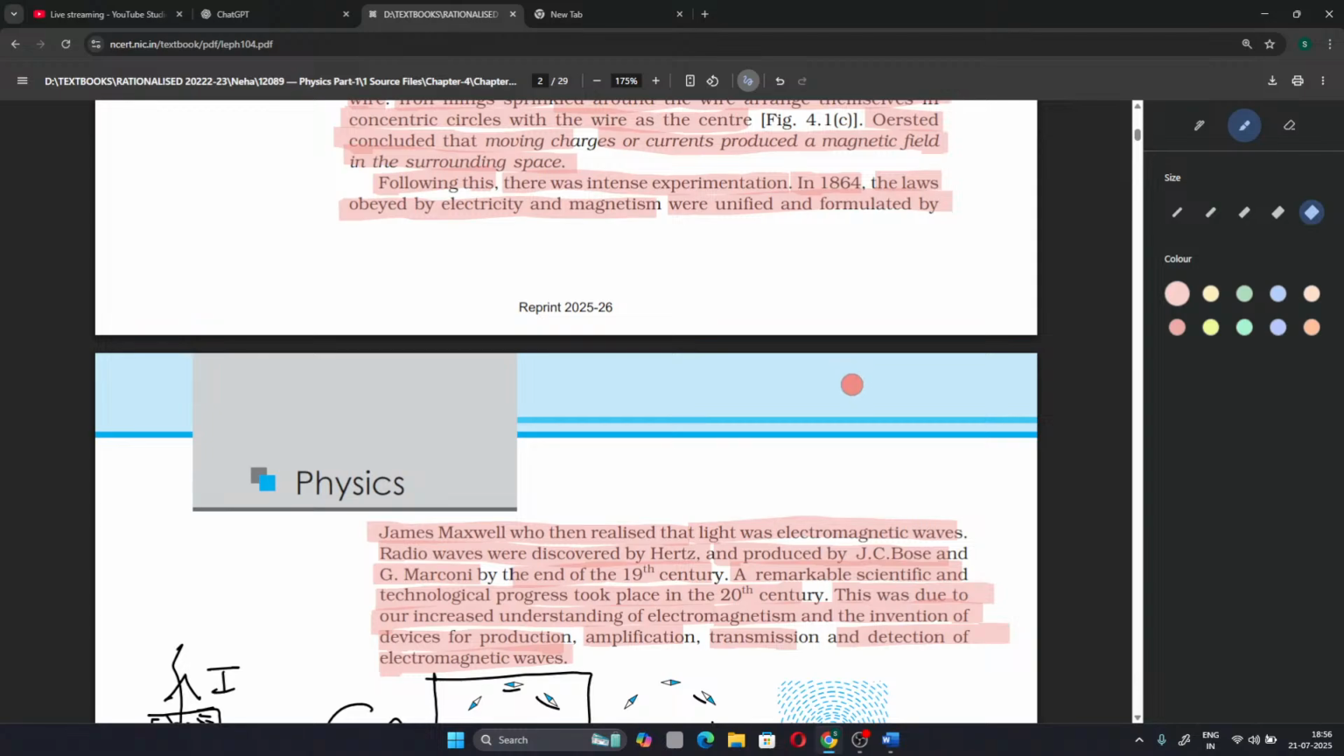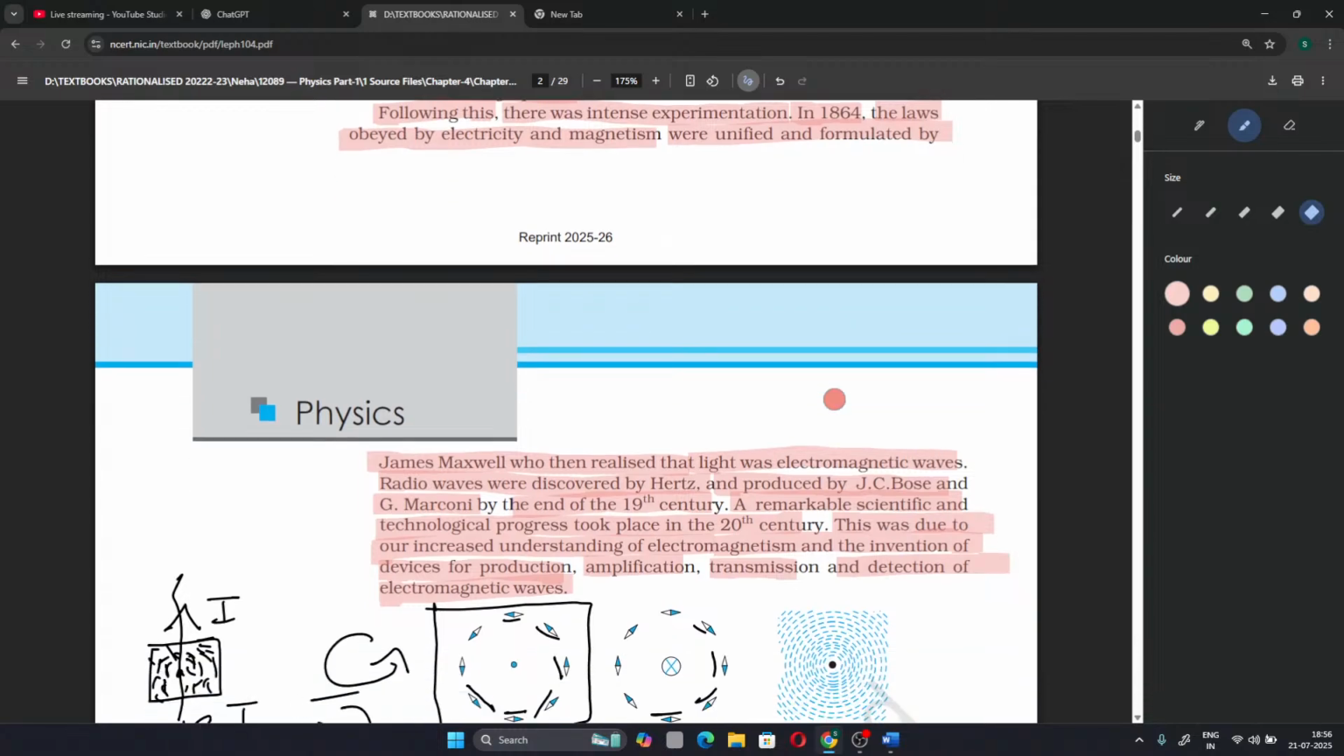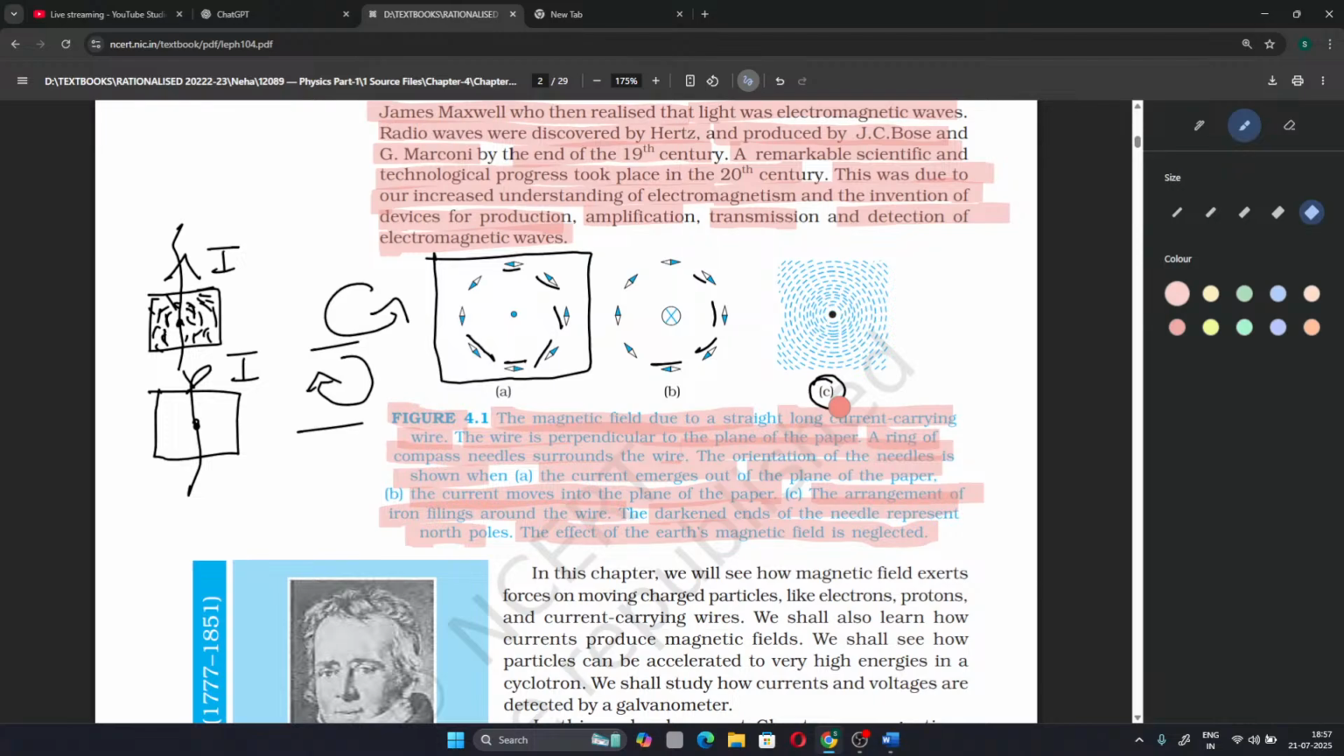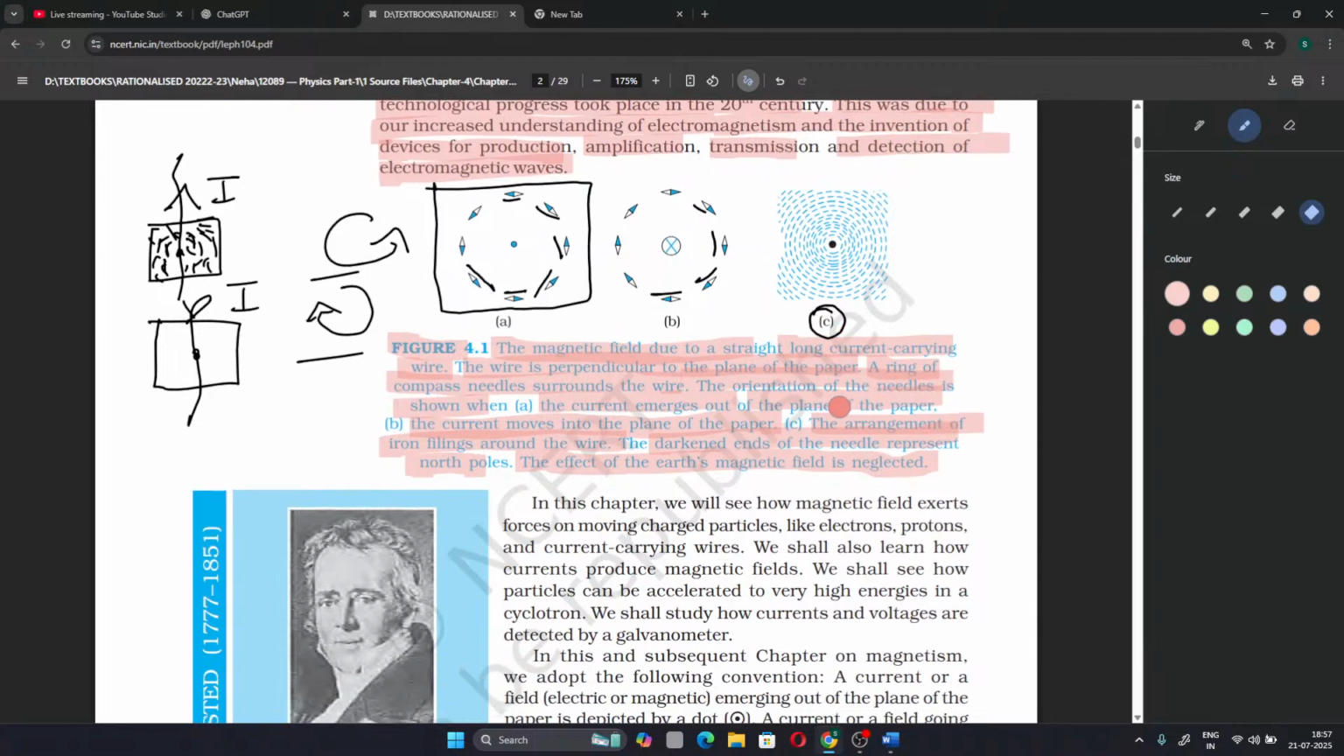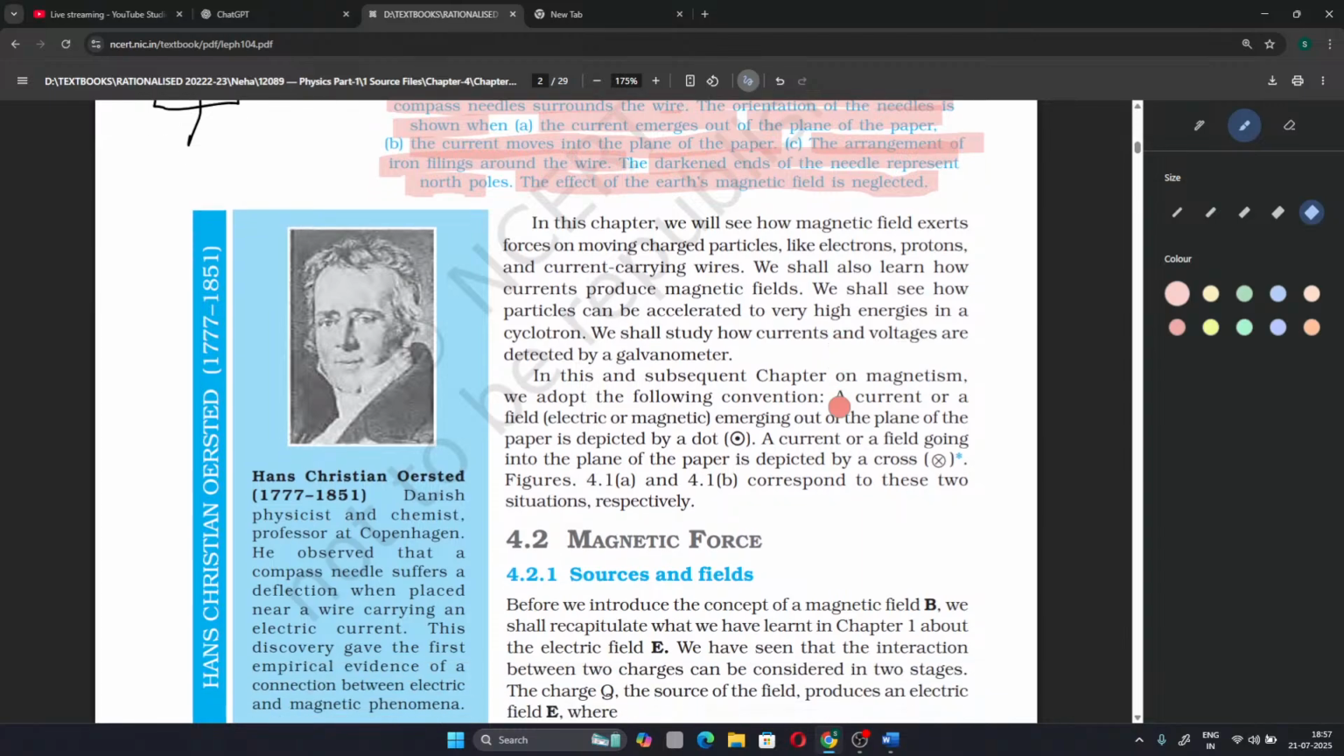Then after James Maxwell, radio waves were discovered by Hertz, but were produced by J.C. Bose and G. Marconi. That is by the end of the 19th century, the 1800s. A remarkable scientific and technological progress took place in the 20th century, that is the 1900s, and this was due to our increased understanding of electromagnetism and invention of devices for production, amplification, transmission, and detection of electromagnetic waves.